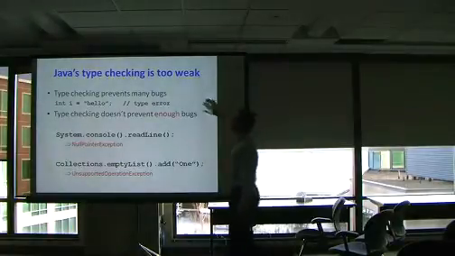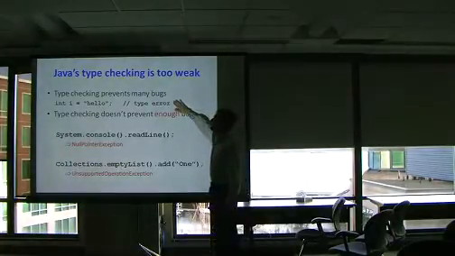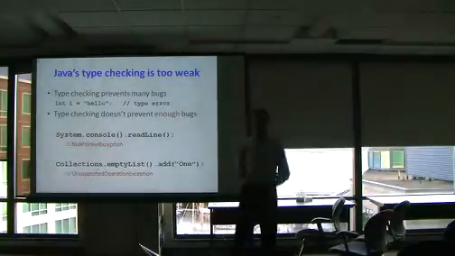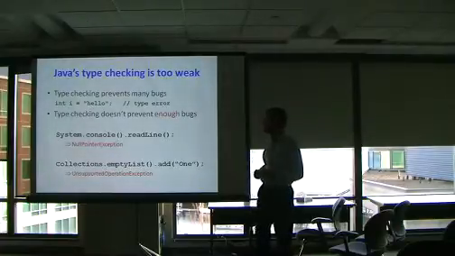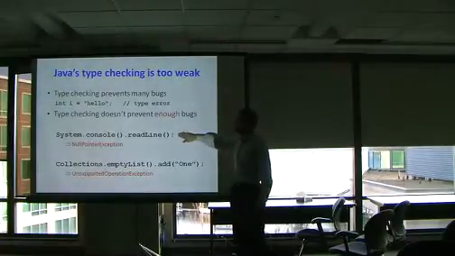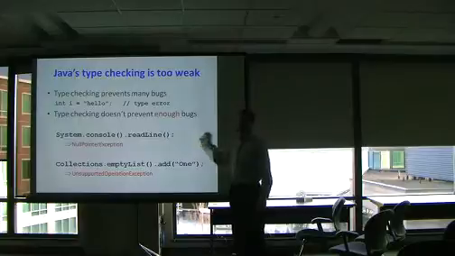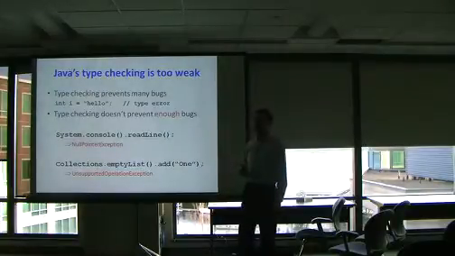So it prevents a lot of bugs. For instance, it prevents you from assigning a string into an integer variable. The compiler is going to prevent you from doing that. The difficulty is that it doesn't prevent enough bugs. So here's an example. This is code that type checks, but if you run it, you're going to get a null pointer exception at runtime.